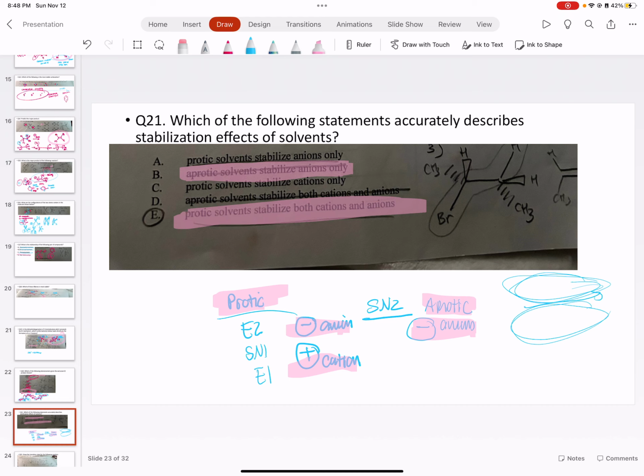Well, on protic solvents, it will be more like 100% true that the protic solvent will stabilize both the cations and anions because it deals with a bigger range of reactions.